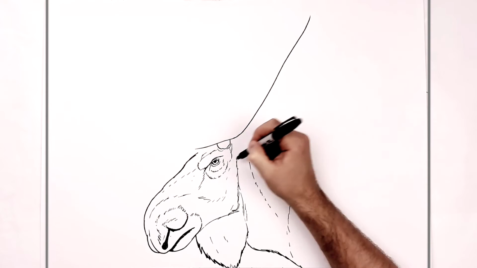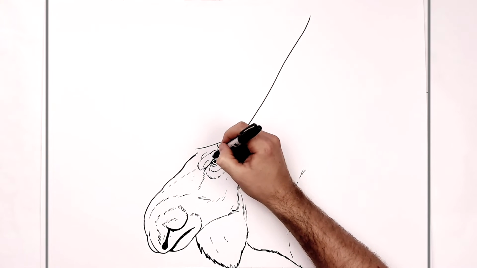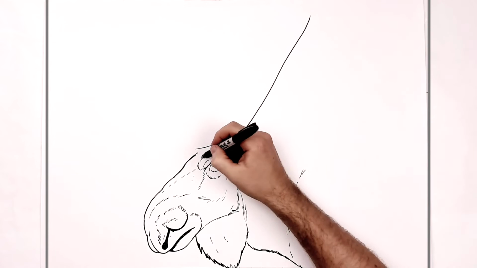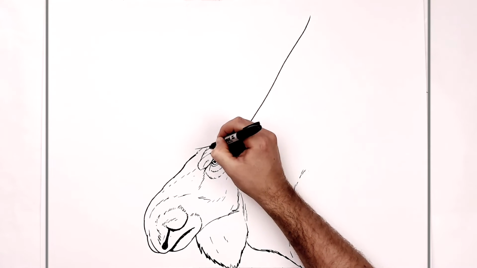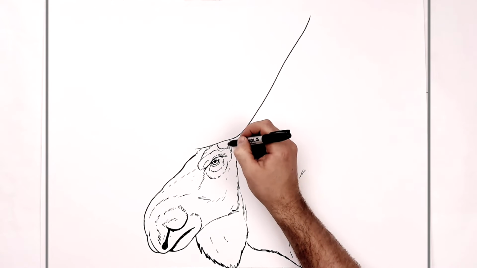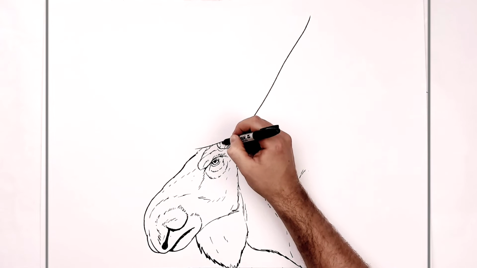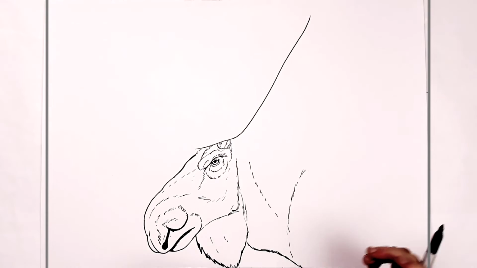Right, and some lines just around the eye here. The rest of his head will go back that way. And then this antler comes in here, just some texture lines and stuff like that. So that's the main antler.